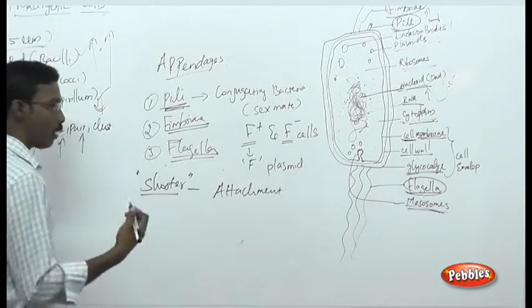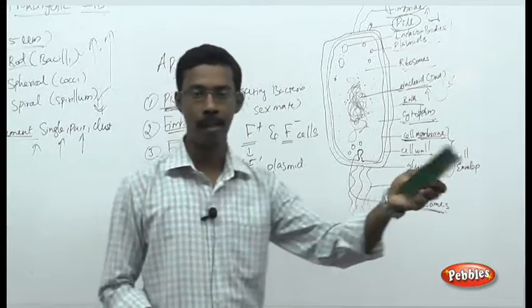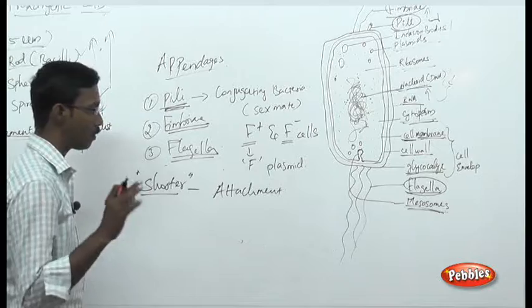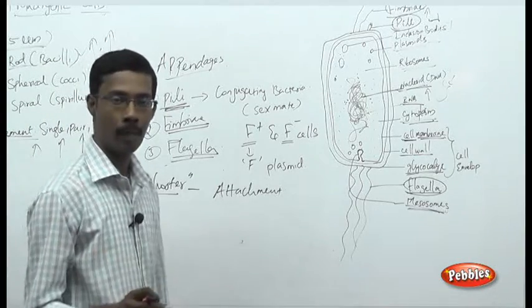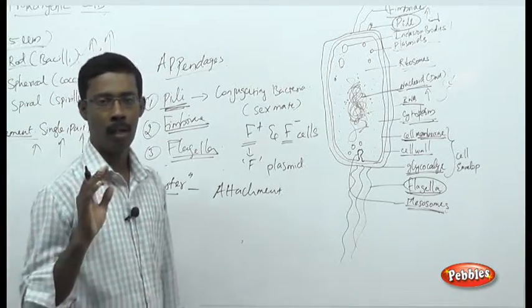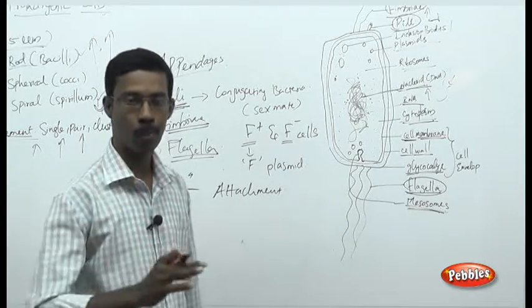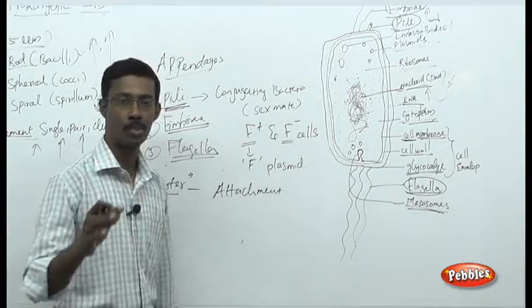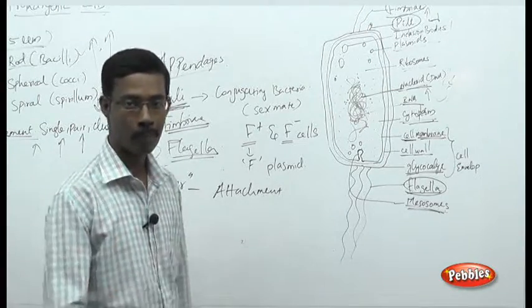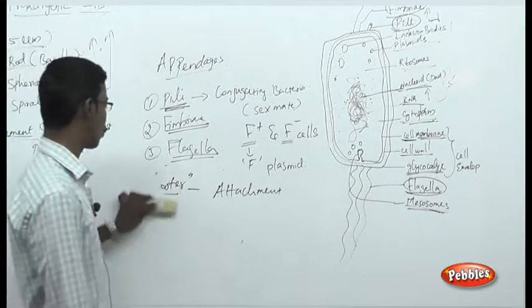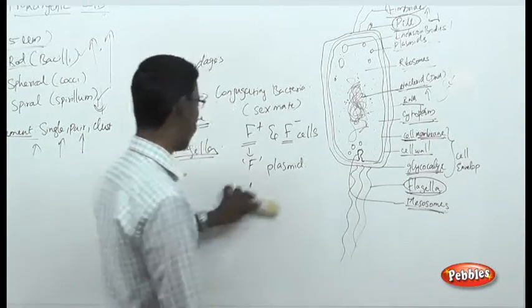Okay, and the next structure we are going to see is the flagella. So what is flagella? It is a web-like structure present on the surface of the bacteria. Just remember that not all the bacteria will have the flagella, only the locomoting bacteria will have the flagella. Those bacteria which can move from one place to another will have the appendages called the flagella.